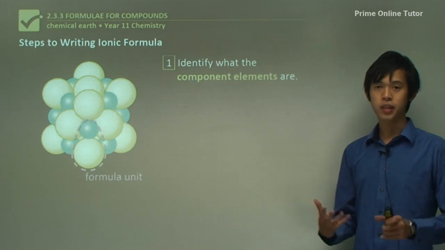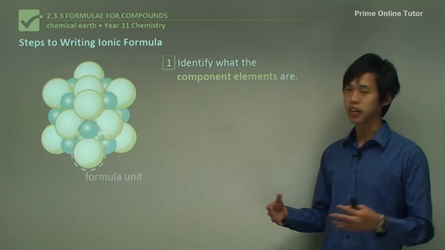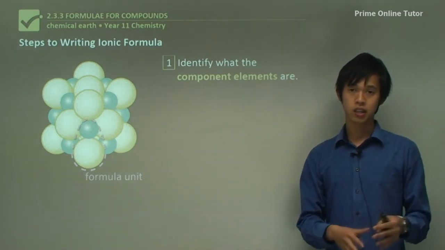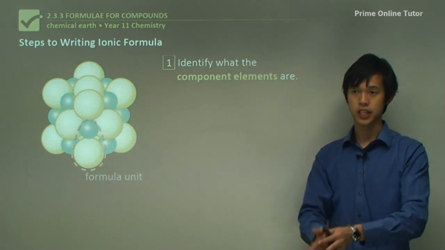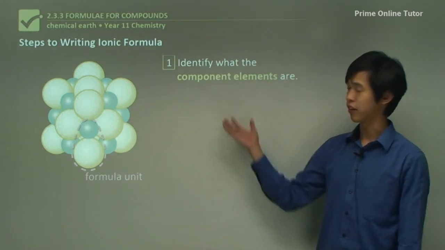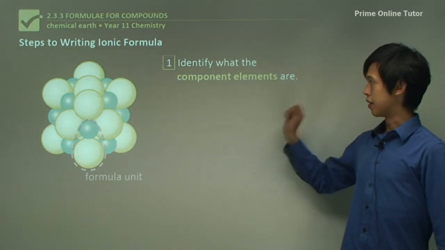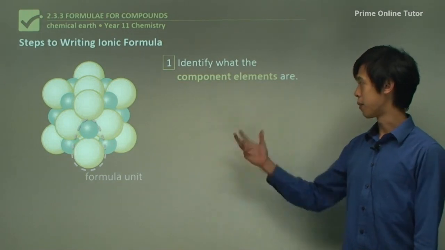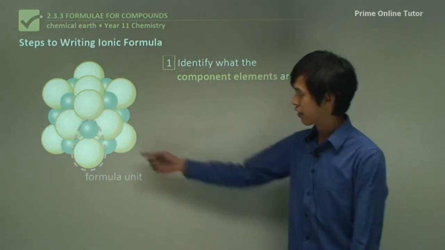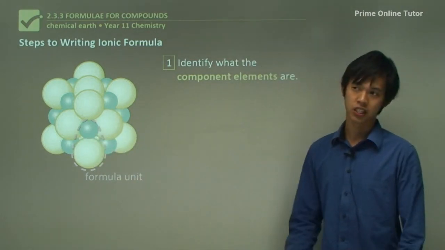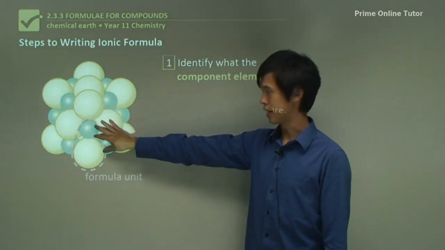Remembering that we have ionic, covalent, and metallic structures, we're going to focus on each section in order to better understand how to write chemical formulae for it. We'll look at how to write an ionic formula first, and then covalent ones later. Firstly, you have to identify what the component elements are. If yellow was, say, chlorine, and green was, say, sodium, they should actually be the other way around, but let's just go with that for argument's sake.